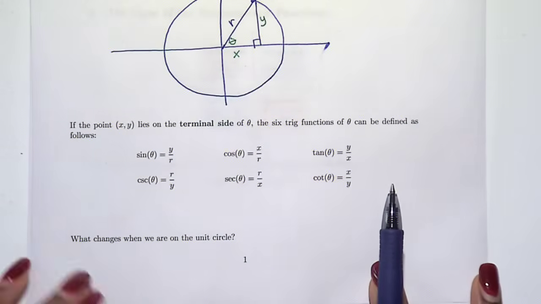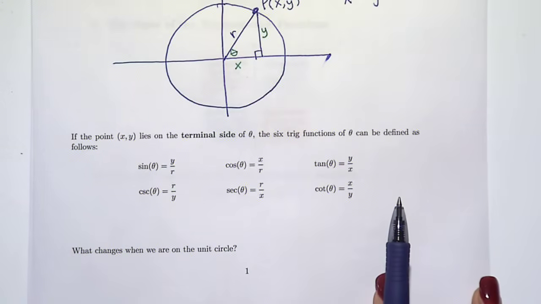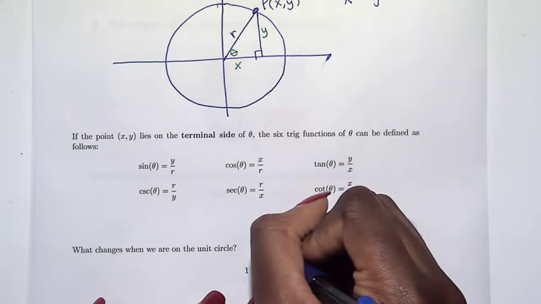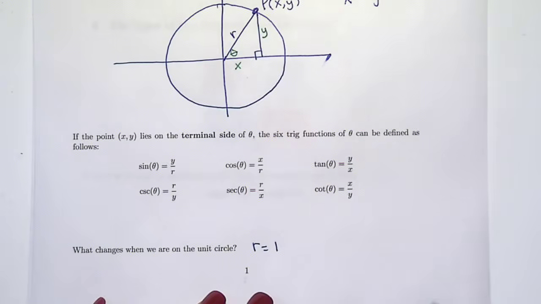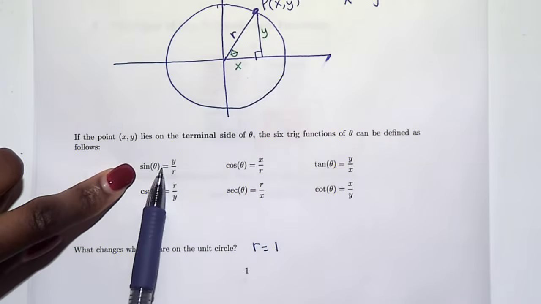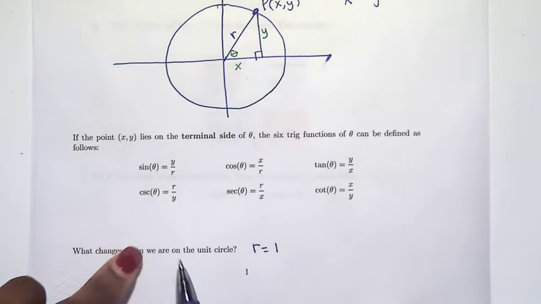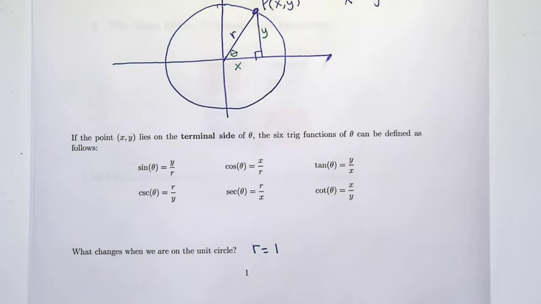So what changes with this picture when we're on the unit circle? Well, when we're on the unit circle, the radius equals 1. And so that's why sine of theta is just y over 1, and cosine is x over 1. So it's the exact same definition. This time the radius is not equal to 1.